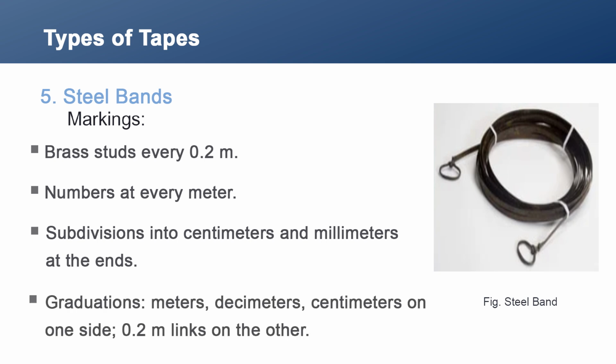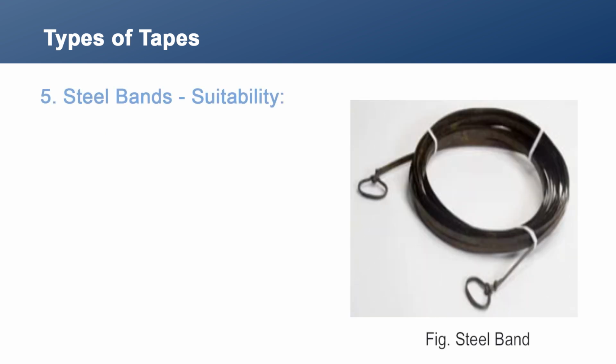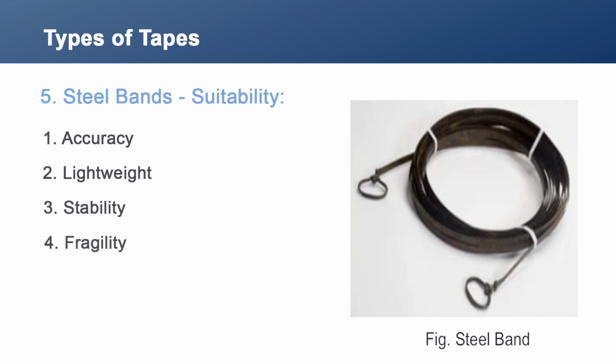On one side you have the whole metric family: meters, decimeters and centimeters, and on the other side it is all about the 0.2 meter lengths. Now let us talk about why steel bands are a suitable choice. First comes the accuracy. Whenever accurate measurements are required, you have to go for a steel band. Next is the lightweight. It is lighter than carrying a chain, of course. Then is the stability. Unlike chains that can stretch or shrink over time, the steel band stays the same length, keeping your measurement consistent.